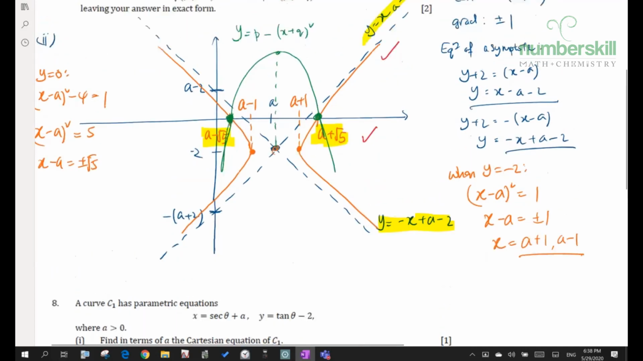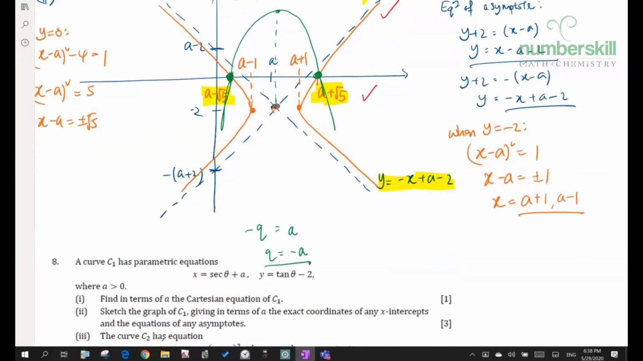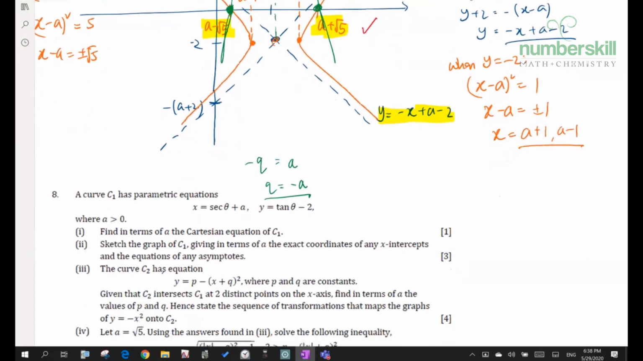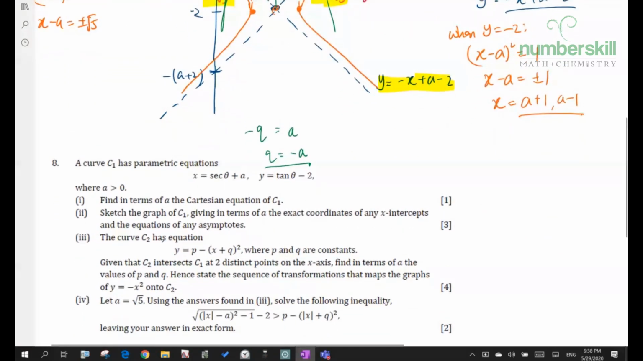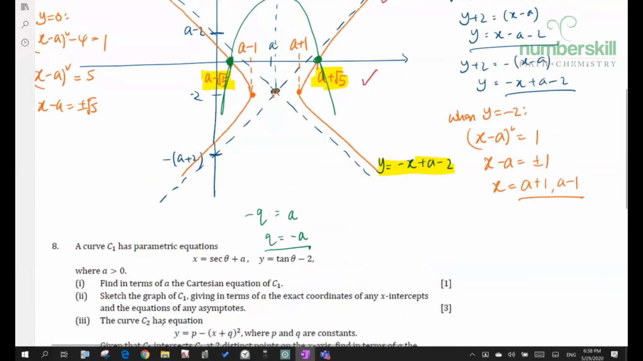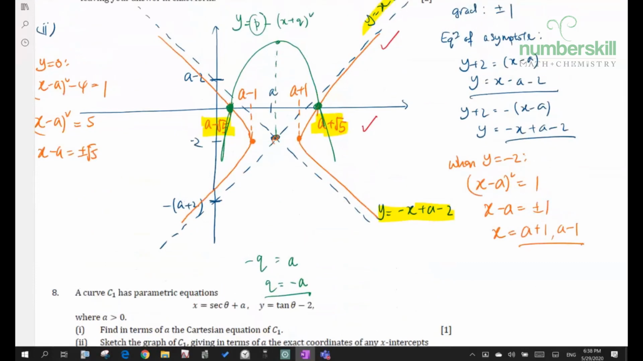And straight away, I think I should just do it here on the screen. You should know that your Q, or if you like, minus Q is equal to A. And therefore Q is equal to minus A, sorry, my bad. So that's the Q which they want you to find, the value in terms of P and Q. So we found Q already. Then the other one is P. Now that's the challenge, how to find P, because we don't really know what this turning point up here is.